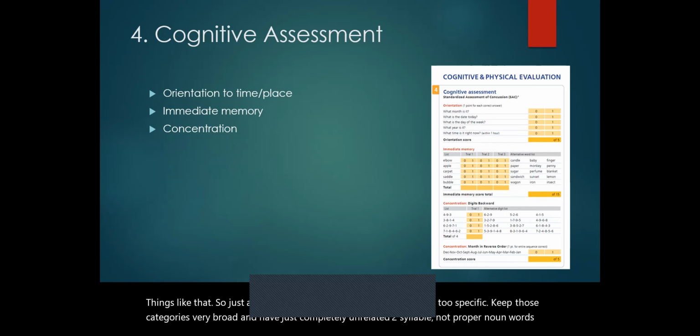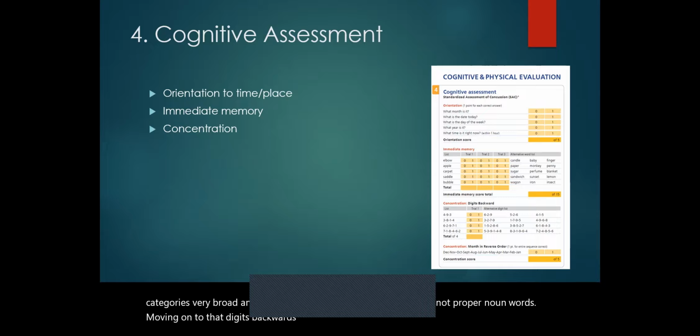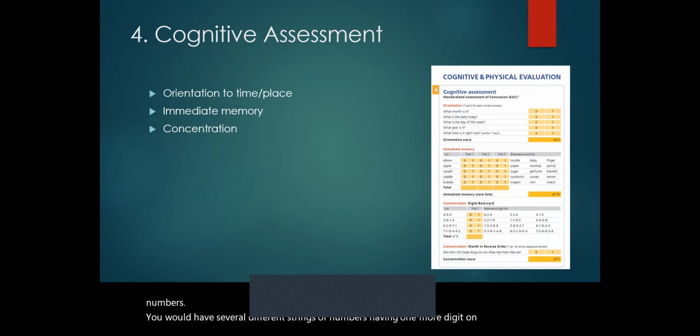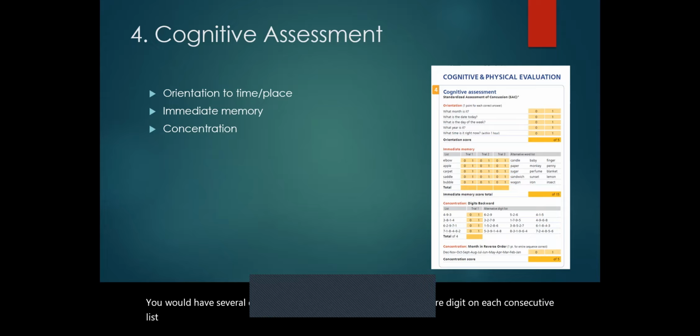Moving on to that digits backwards section. Here we would have numbers 0 through 9, so single digit numbers. You would have several different strings of numbers having one more digit on each consecutive list. You would read it forwards and they would repeat it backwards. So in that case, 1, 2, 3 would become 3, 2, 1.